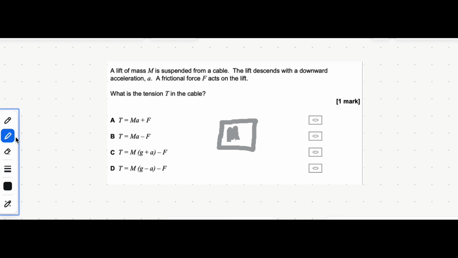Let's change to a pen instead of a highlighter. M kg is suspended from a cable, so that means attached on top of it is a cable. Now, one thing you have to always know is that whenever there's a rope or anything connecting two objects like a cable, there's always tension acting on that. So let's label that tension capital T. That's actually what we need to find.